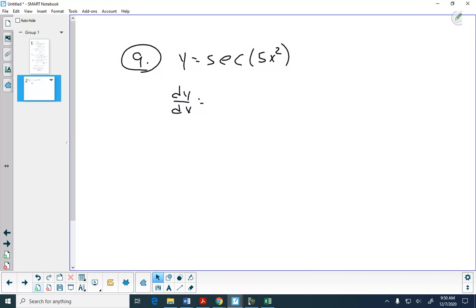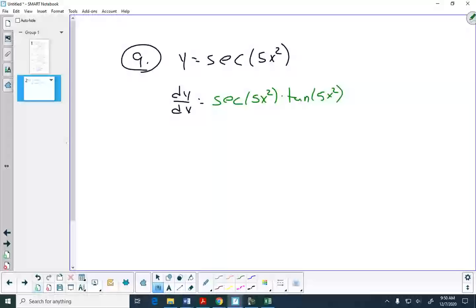So if we take a look, now this would be the secant of 5x squared times the tangent of 5x squared. It's not just the secant, and I know how people memorize and think about these, and they'll say, well, the derivative of secant is secant tangent, and they'll just write the secant tangent of 5x squared. No, this is the secant of 5x squared times the tangent of 5x squared.